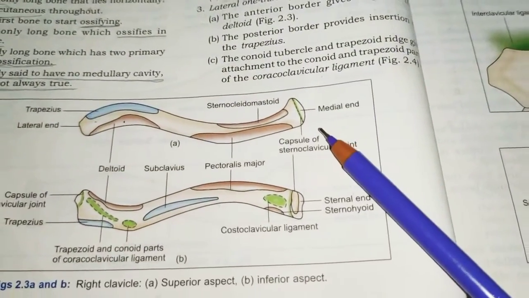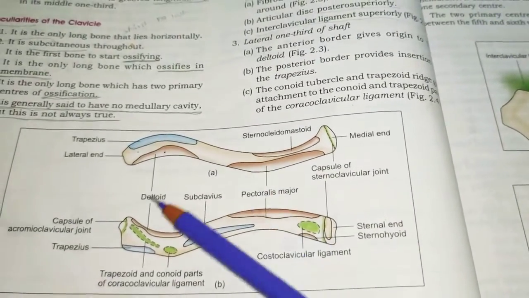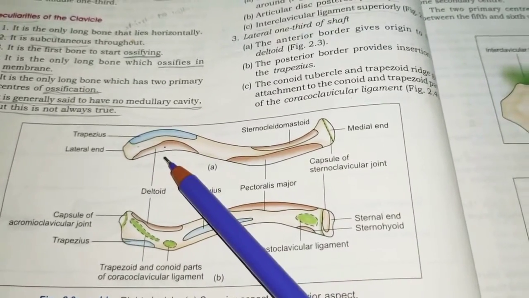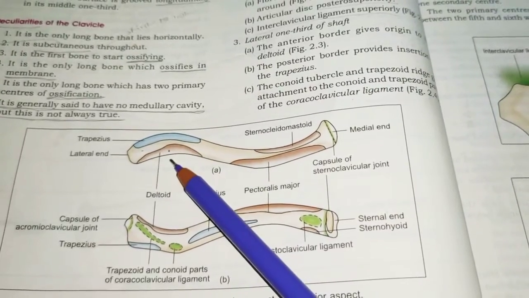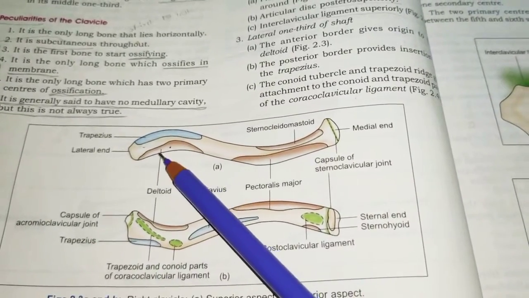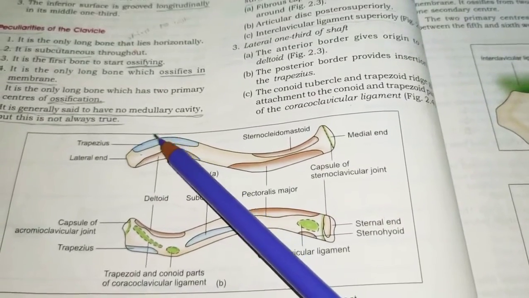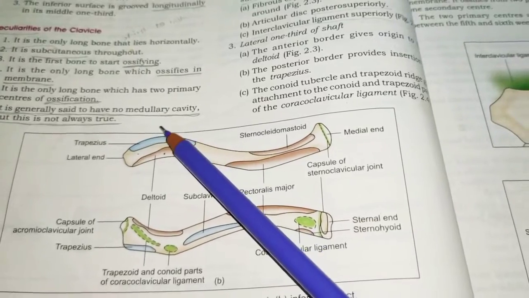And next, if you see the lateral one-third of the shaft, its anterior border gives origin to the deltoid muscle. So laterally, the anterior border gives origin to the deltoid muscle, and the posterior border gives insertion to the trapezius muscle.